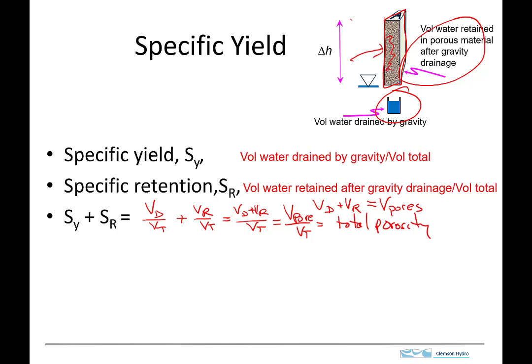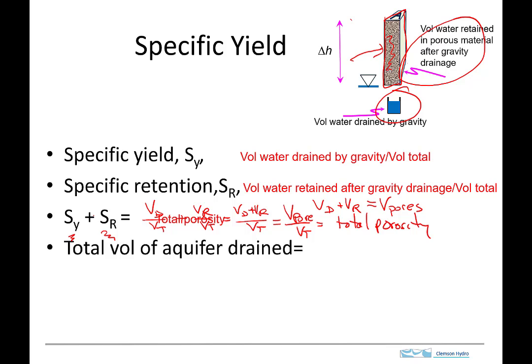So we can see from this that the specific yield and the specific retention must be less than the total porosity, or perhaps equal, but essentially some water is going to be retained in the porous media after drainage. So if this is not zero, then the specific yield has to be less than the total porosity. Okay, so there's our animation. The sum of those two is the total porosity.